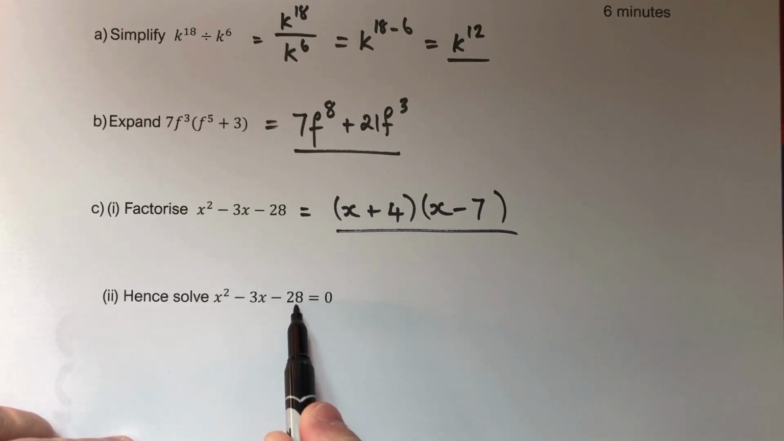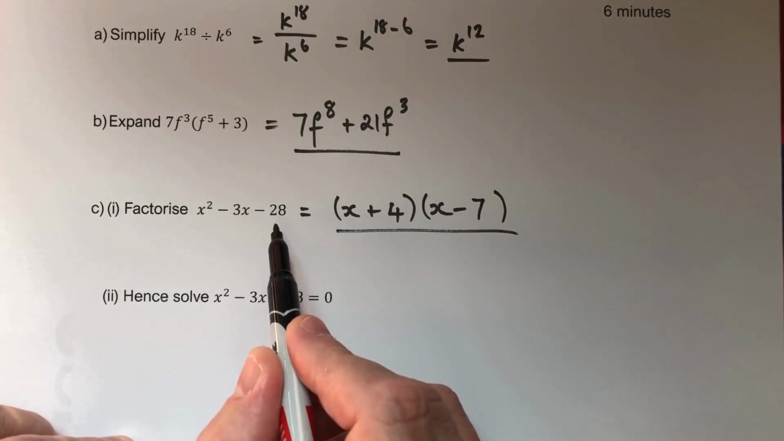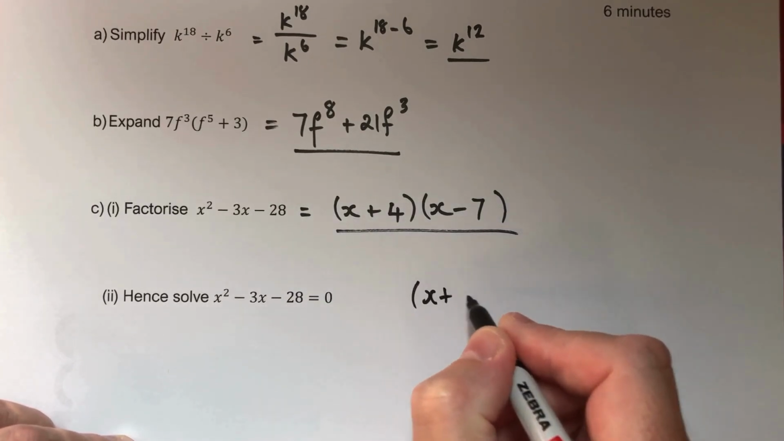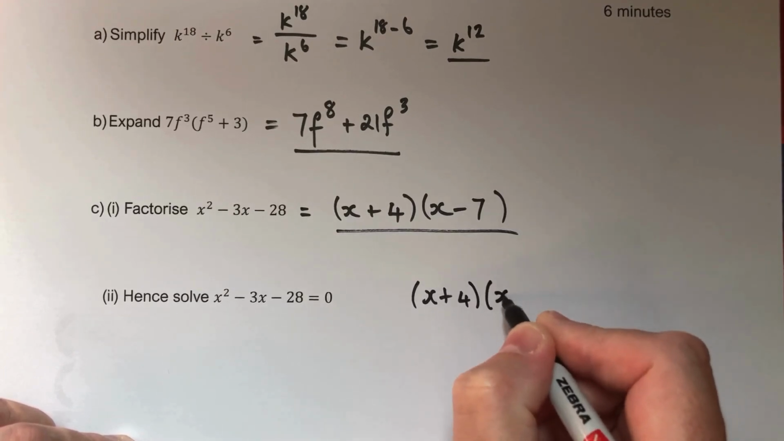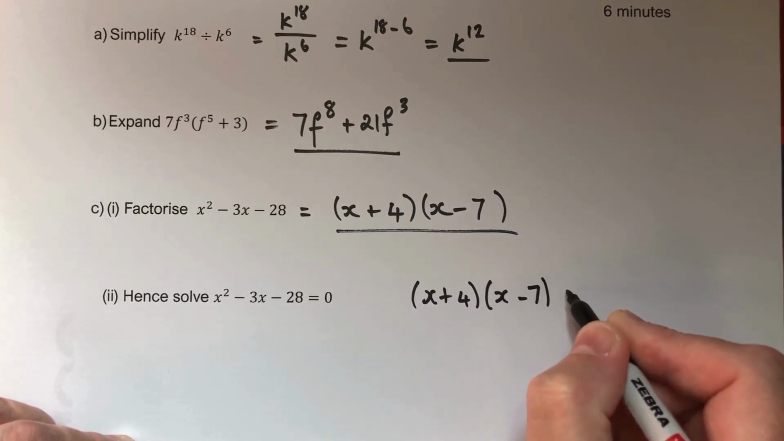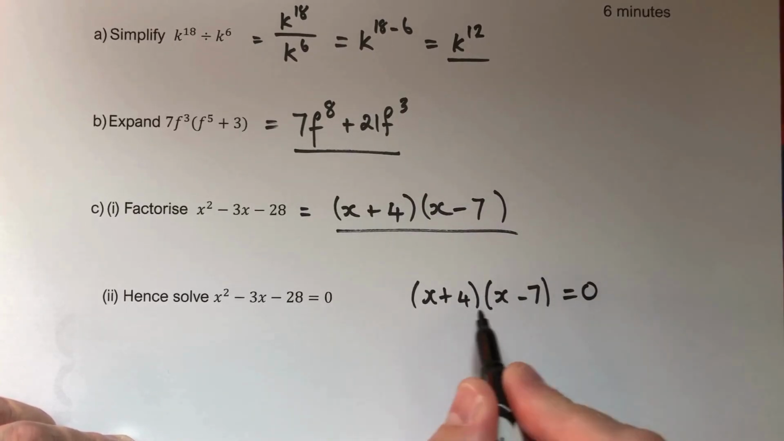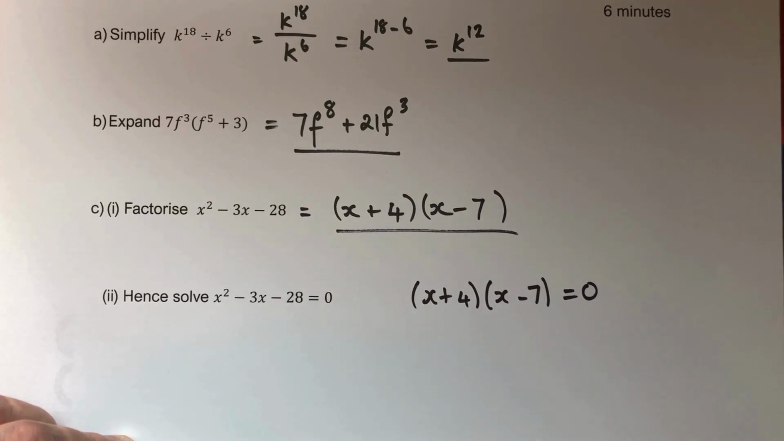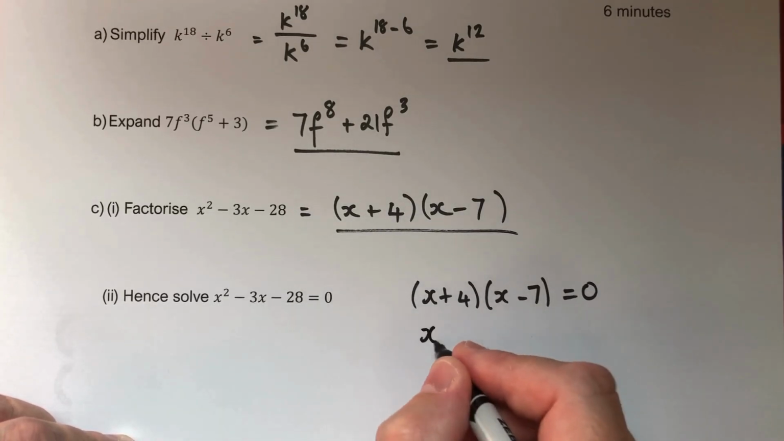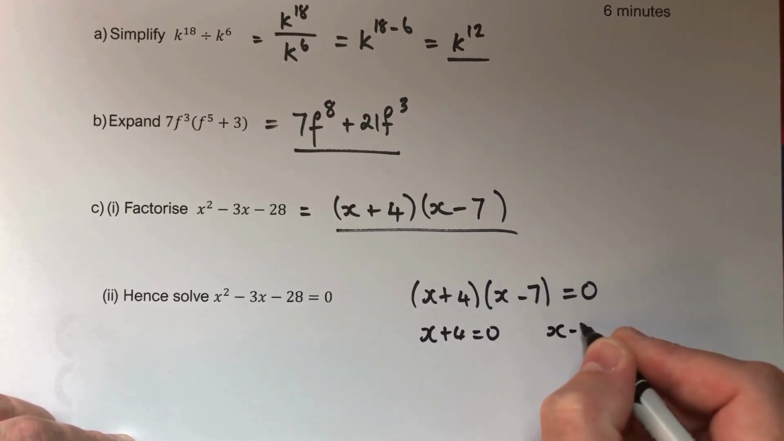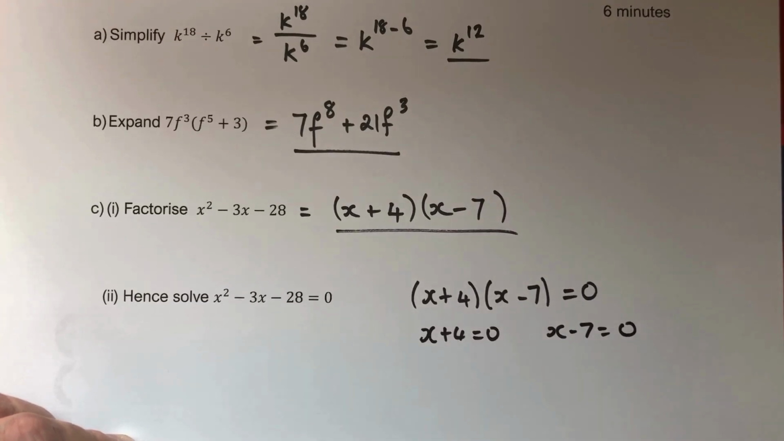Notice that the left-hand side of the equation exactly matches the expression that we just factorised. So let's rewrite it in its factorised form. x plus 4 multiplied by x minus 7 equals 0. If we multiply 2 things together and get the answer 0, that would only happen if one of the brackets was 0 or if the other one was 0. There's 2 situations which would make that the case.